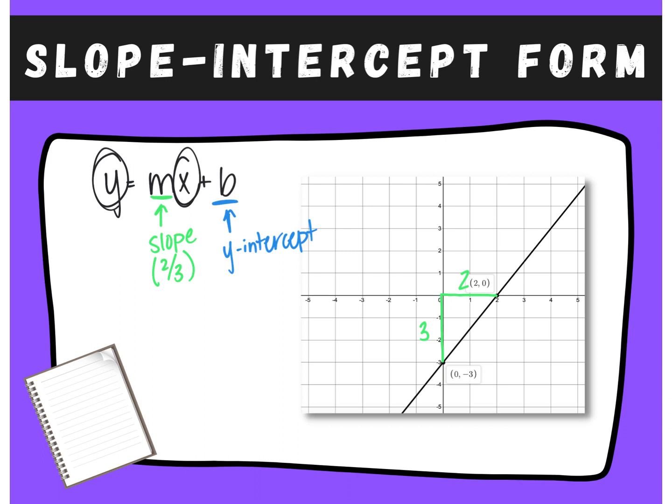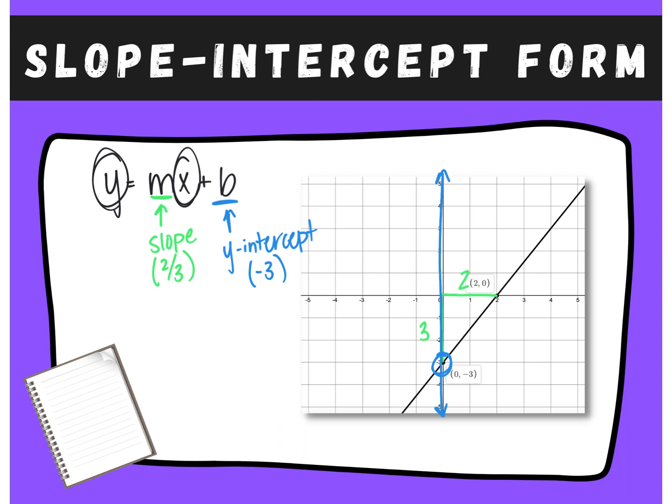Now for the y-intercept, I'm just looking for where my line crosses the y-axis. It's important to note that the y-axis is the vertical axis. So all I'm looking for here is this point. That point tells me that this line crosses the y-axis at -3, so my y-intercept is -3.